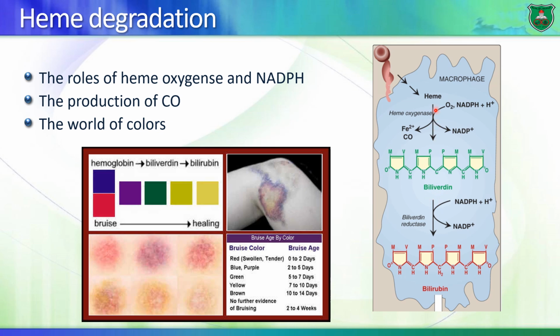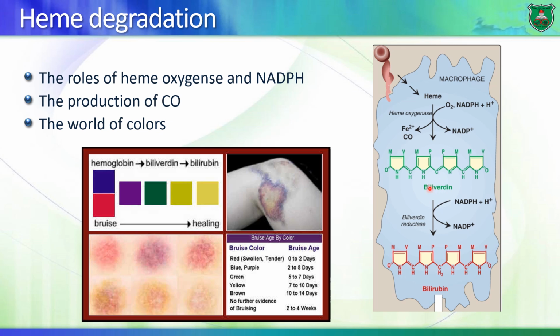Now, this reaction right here requires NADPH. That's 1. 2. Iron is released, and I mentioned that in the previous lecture. And then you have the production of carbon monoxide. This is the only reaction in the body where you have production of carbon monoxide.